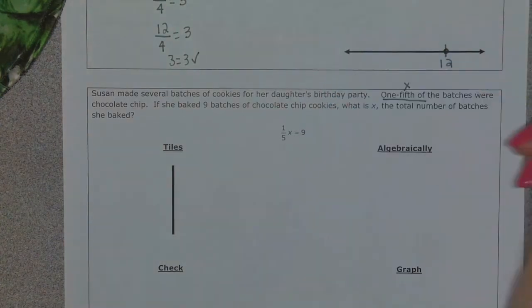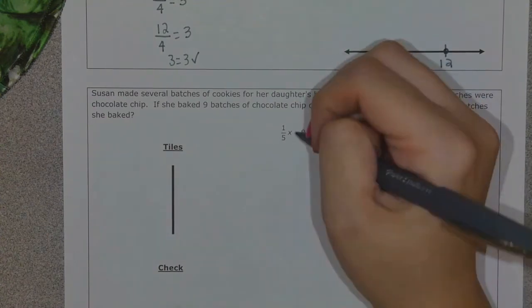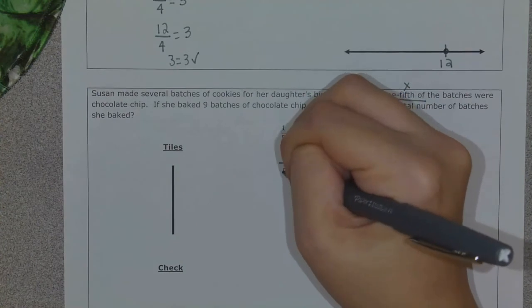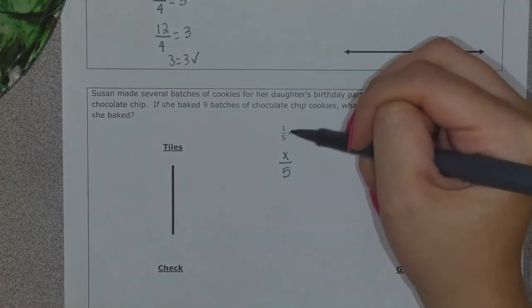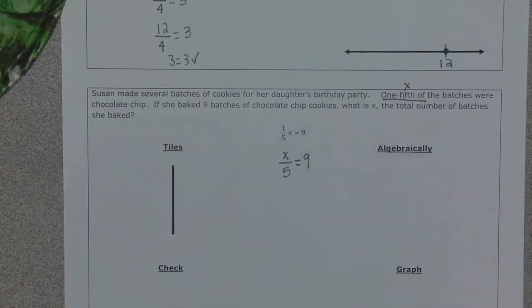So again, when I look at this equation right here, sure enough, I have 1/5 times x, but I'm going to rewrite this. So I'm going to put the x as my numerator. So x divided by 5. And again, I can do that because my numerator is 1. So x divided by 5 equals 9.